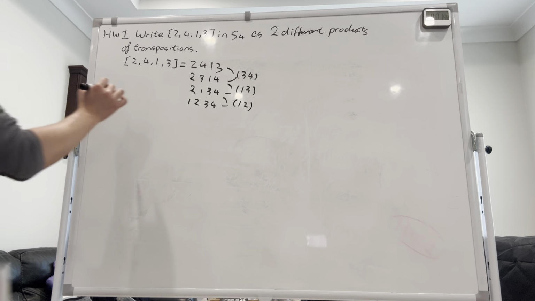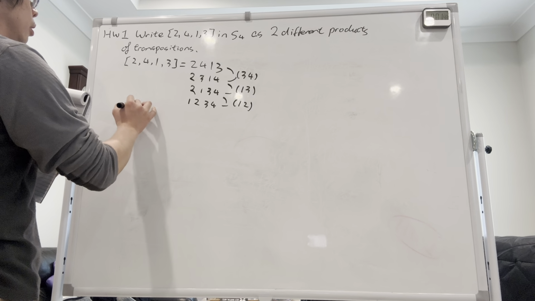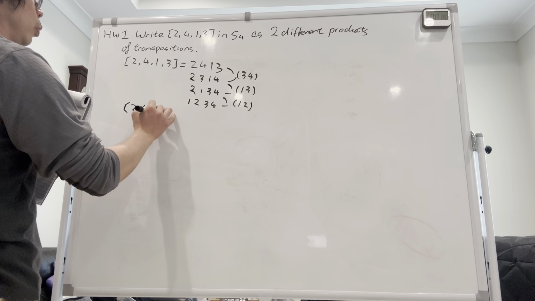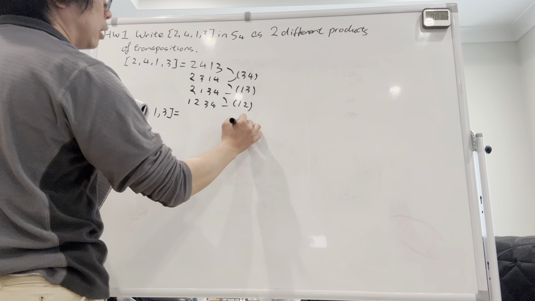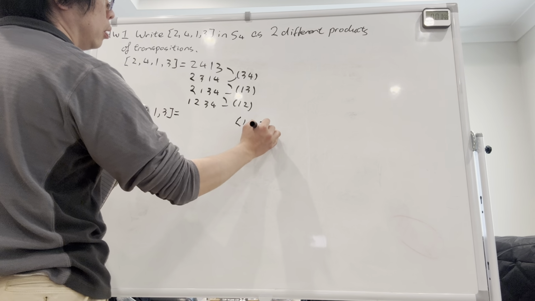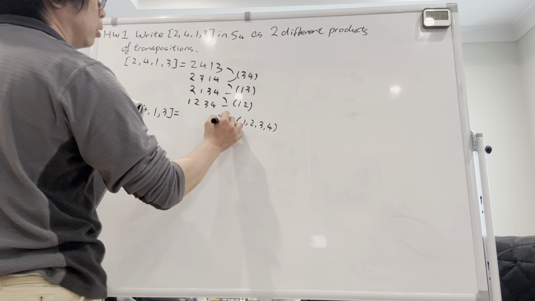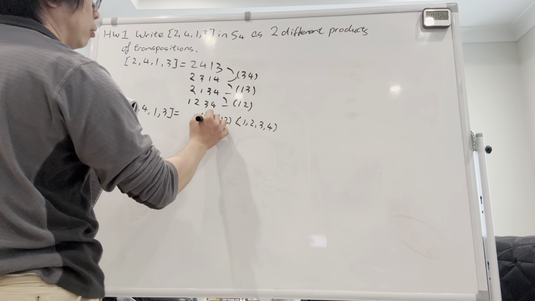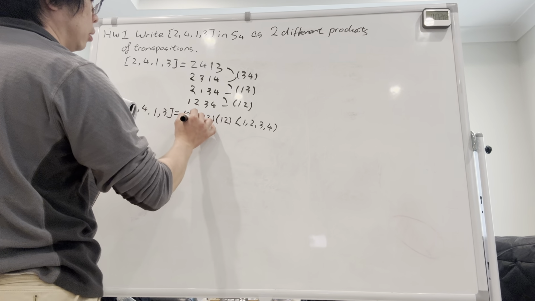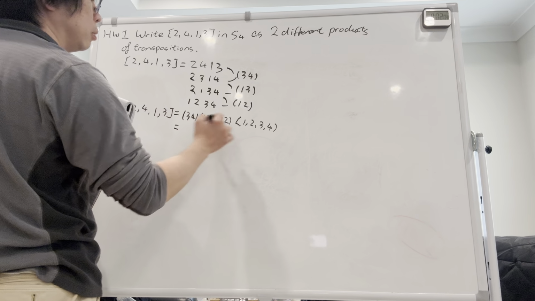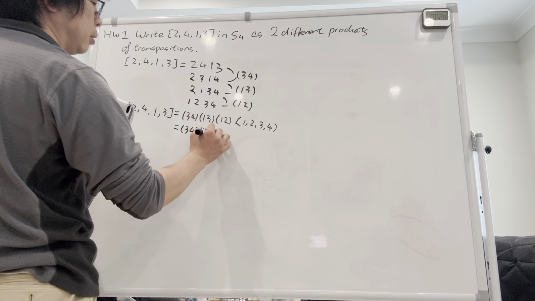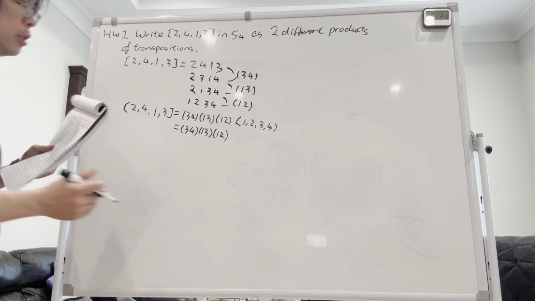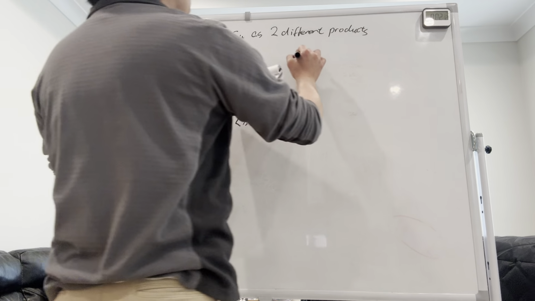Then what it basically said is 2, 4, 1, 3 is equal to starting with 1, 2, 3, 4, and then you apply (1 2), (1 3), and then (3 4). Generally, we don't write the starting arrangement because we consider that to be the identity element. So basically, this.